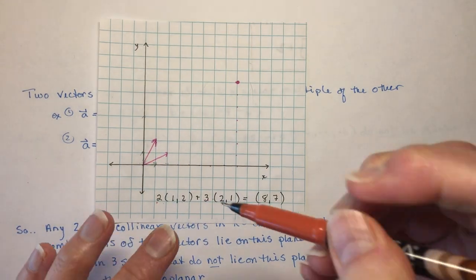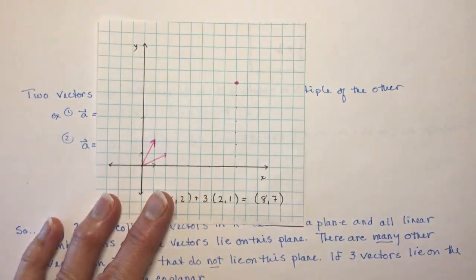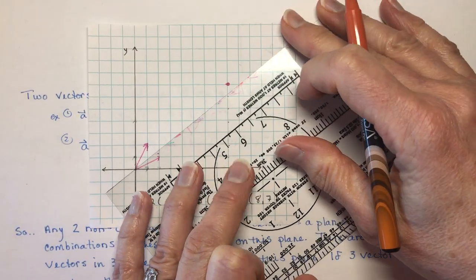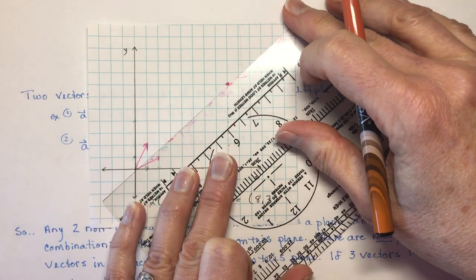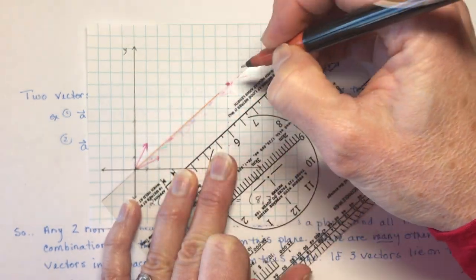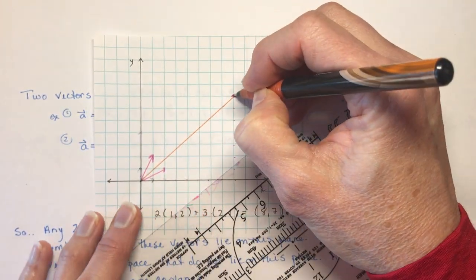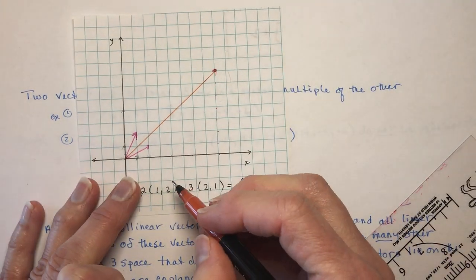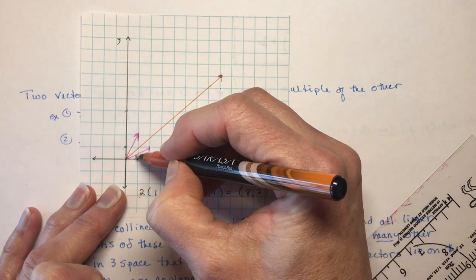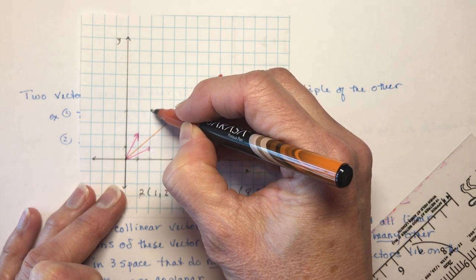So if I want to get to this point way out here, let's get a ruler. Gotta make this pretty. If I want to go way out here, how am I going to get to it? And I said that if I multiplied this first vector here by 2, so 2 times 1, 2 is going to give me 2, 4. So here.